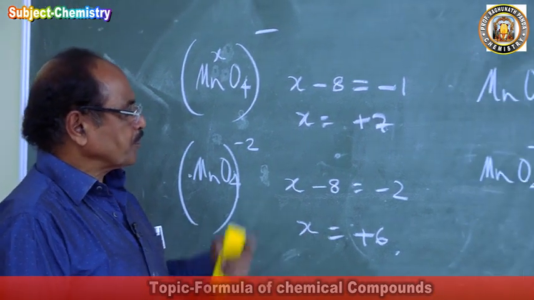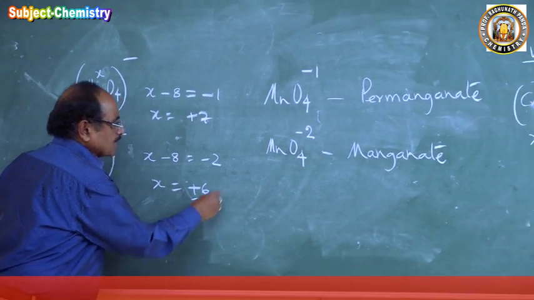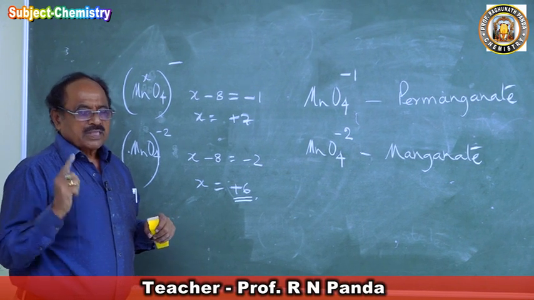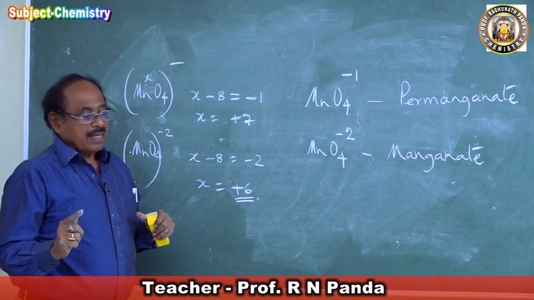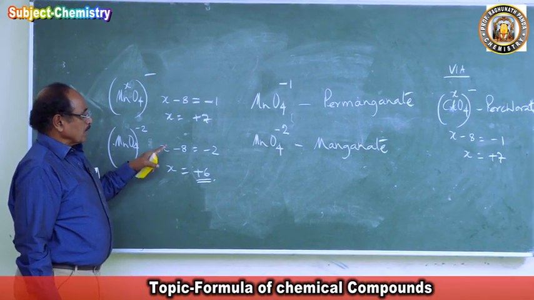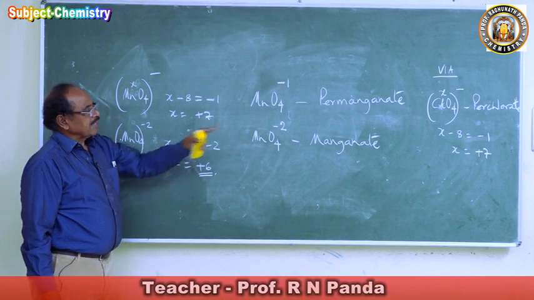So here you have a new oxidation state which is not formed by chlorine. Chlorine forms +7, +5, +3, then +2, +1. So here are +3 and +1. So here it is +6. Hence they gave a new name.